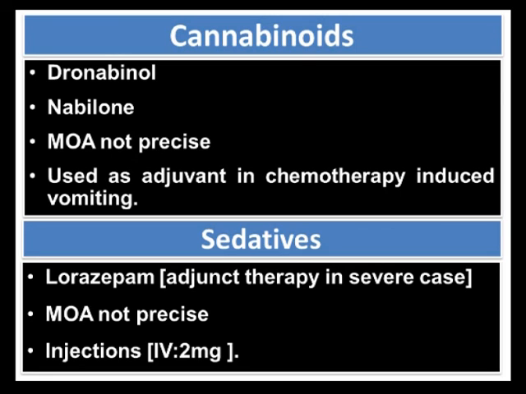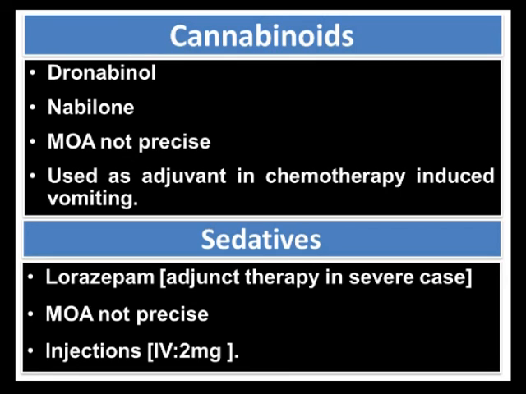So we have two drugs in this class, Dronabinol and Nabilone. I think Dronabinol is a tetrahydrocannabinoid, whereas Nabilone is a more synthetic product. It's available as oral formulations. The mechanism of action is not precisely known, of how they bring about anti-emetic action. Anyway, they are used as adjuvant in chemotherapy induced vomiting. So we learnt about steroids. One more drug would be cannabinoids, especially Nabilone, an orally available drug.